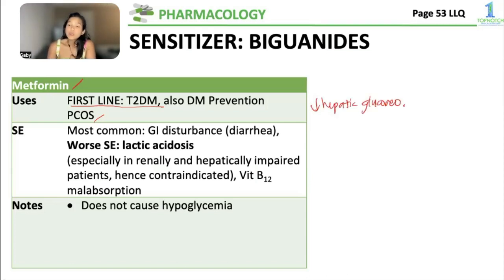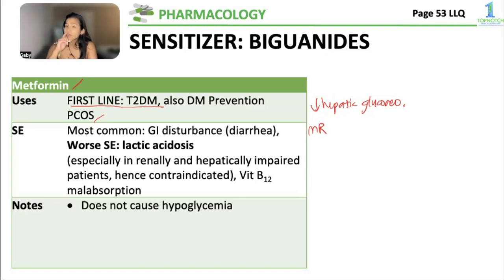Okay. Now, the most common side effect of your metformin is GI disturbances, particularly diarrhea. It can also cause some nausea and vomiting. One of the ways to circumvent these side effects is to give a modified-release form of metformin. So mas slow yung release ng metformin. This has been found to be a bit helpful in patients who complain of GI side effects.